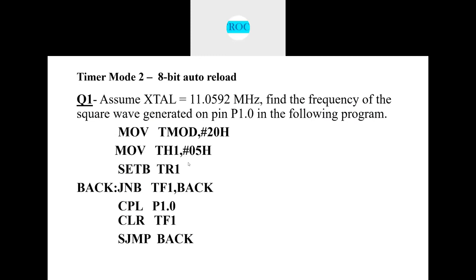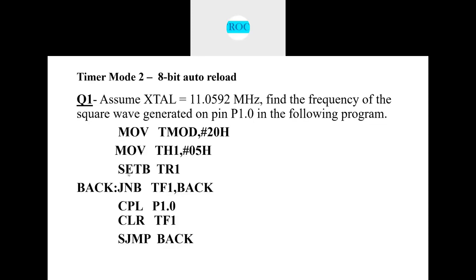Once we initialize this, next we start the timer. How do you start the timer? SETB TR1. Now it will start the timer, and the timer will receive the clock cycles. As it receives clocks, it will increase the number of counts. For each clock pulse, it will increment by 1.